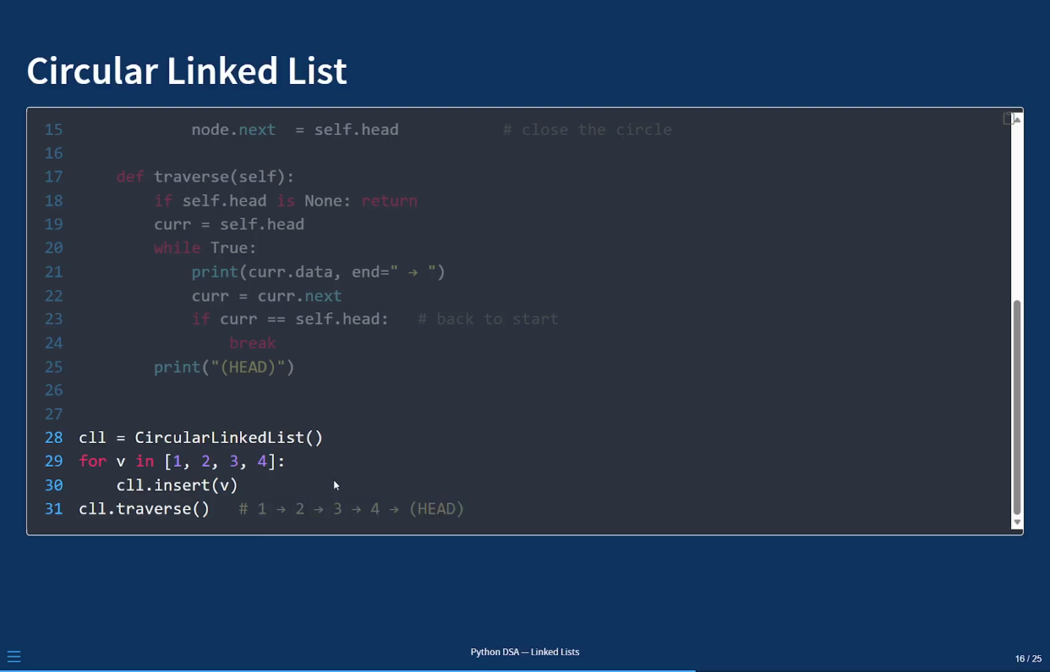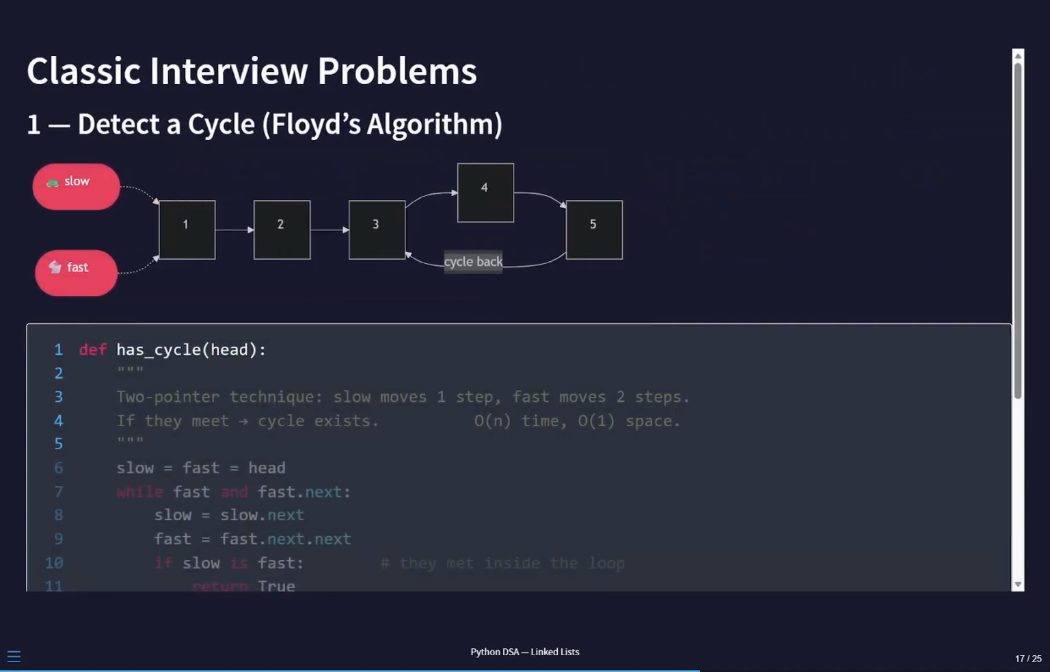Real-world use cases: OS round-robin process scheduling, multiplayer game turn management, and carousel/slideshow navigation. We're now in interview territory. Let's tackle 4 classic linked list problems that come up again and again in technical screens.